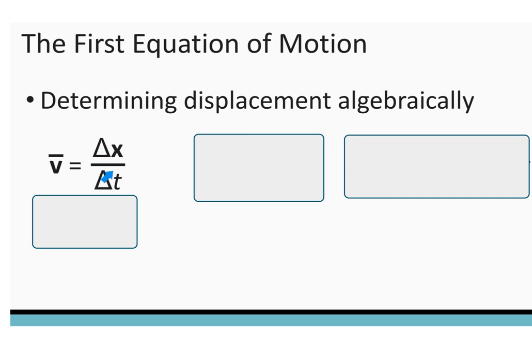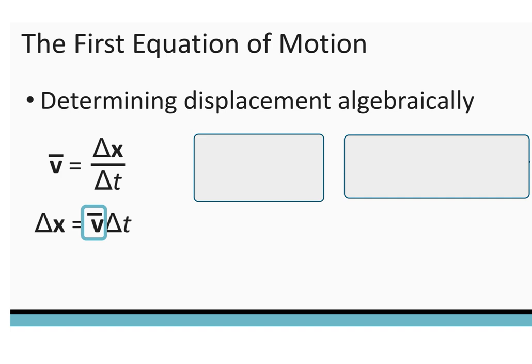Displacement divided by my time. Let's say we get displacement by itself. How would we do that? How would we get displacement by itself? We need to multiply both sides by change in time. So that's what it looks like when we get my displacement by itself. We have my average velocity multiplied by my time.